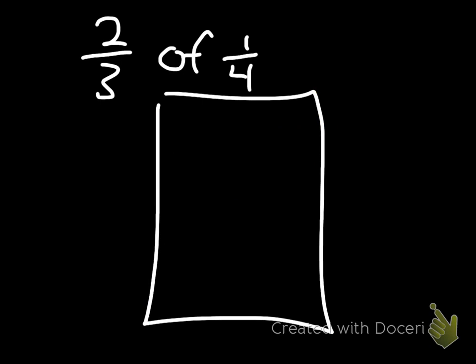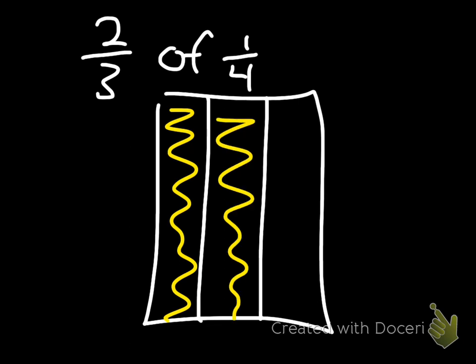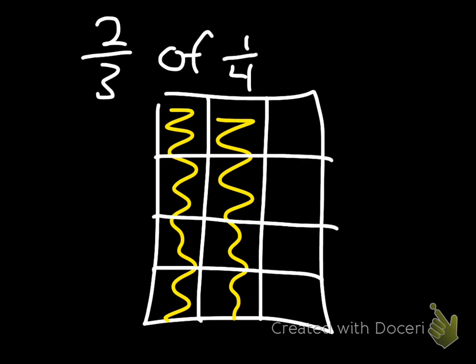Alright, 2/3 of 1/4. So first I'm going to break it into thirds. Either way, it doesn't matter which. I'm going to shade in 2 of those because that's my numerator. So there's 1/3, 2/3. Next I'm going to break it into fourths the opposite way. So there's 1, 2, 3, 4. And on this side I'm going to shade in 1/4.